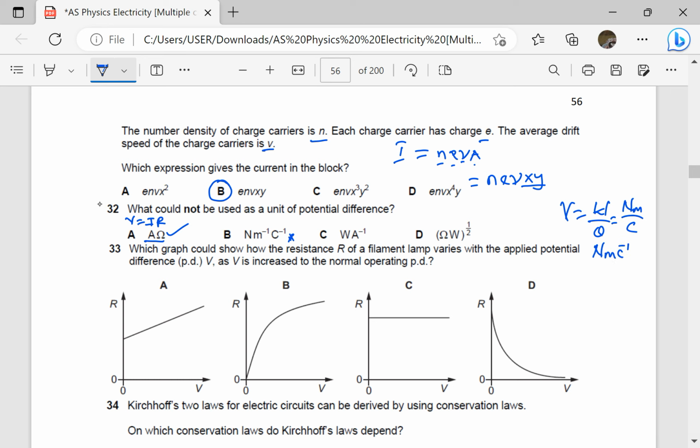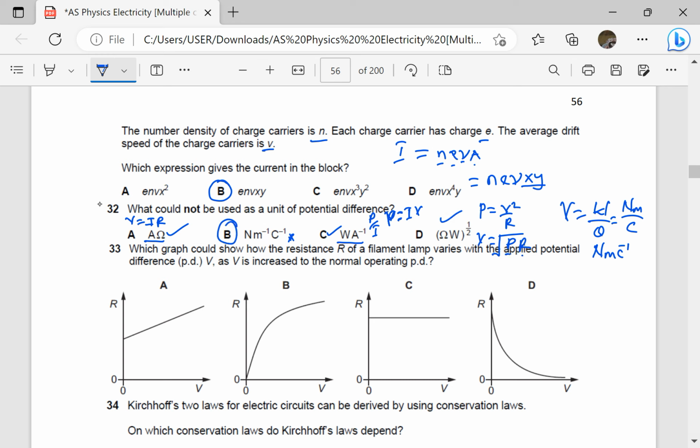Let's check this. Watts per ampere. Watts is power, and ampere is current. That is correct because we know the formula power is equal to I times V, meaning V is power over I. So this one is correct. Let's check this one. Ohm watts to the power of a half. We have an equation of power as V squared over R, which means V can be the square root of power times R, where power is watts and R is ohms. When I find the square root, this is correct.